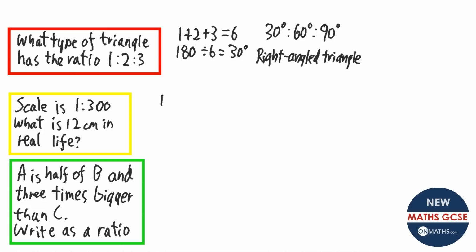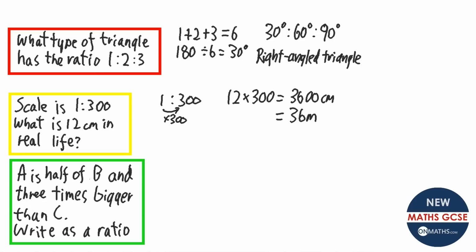Okay, next one. I know I've got to times 1 by 300 to get to 300. So I'm going to do 12 times 300. As I said before, it's easier to times by 3, which is 36. And add the zeros, and that's centimeters. But again, the question will probably ask for meters, so 36 meters.